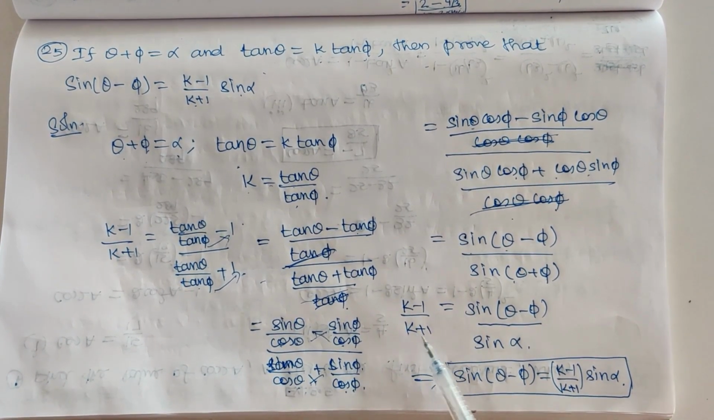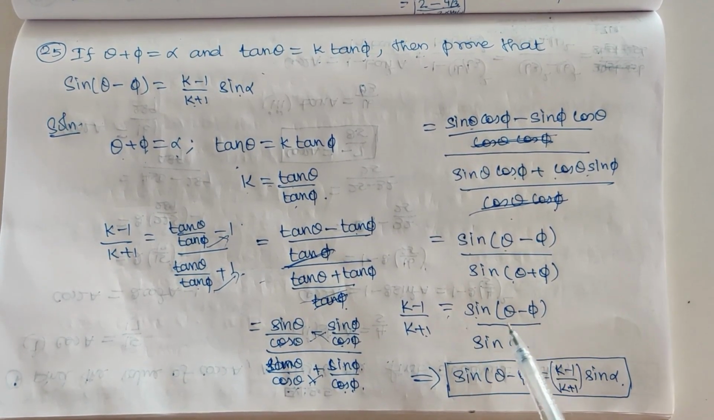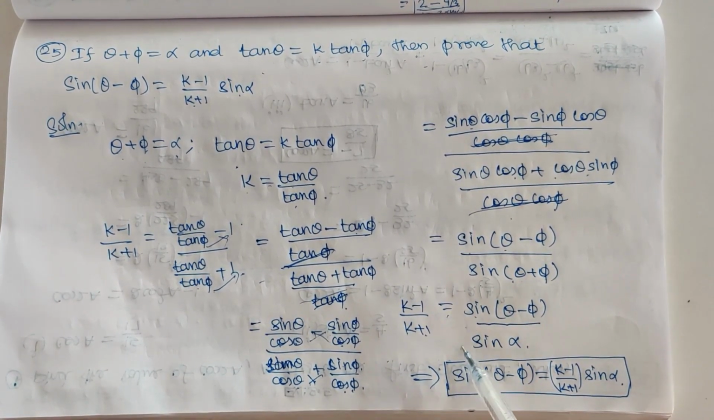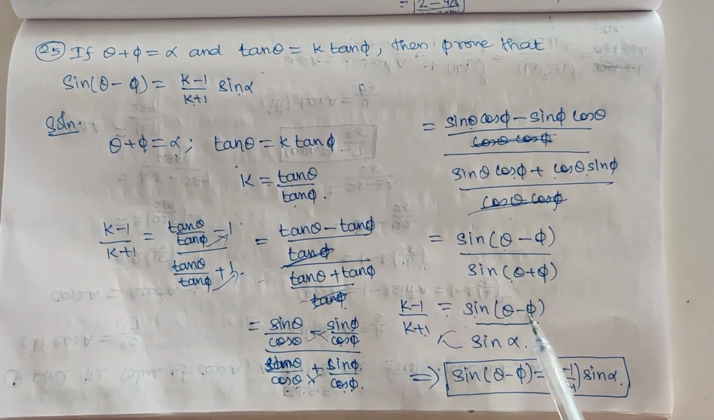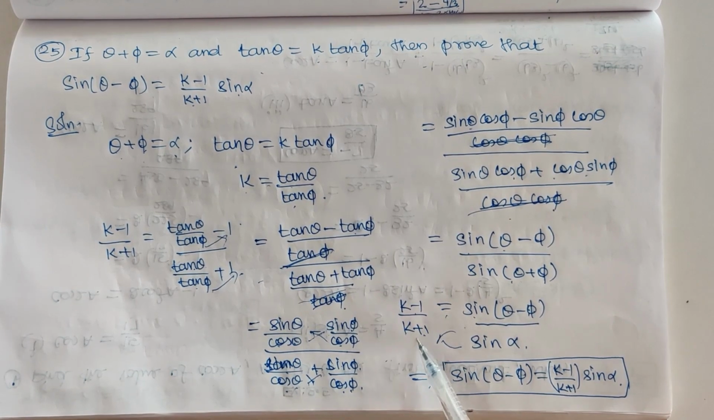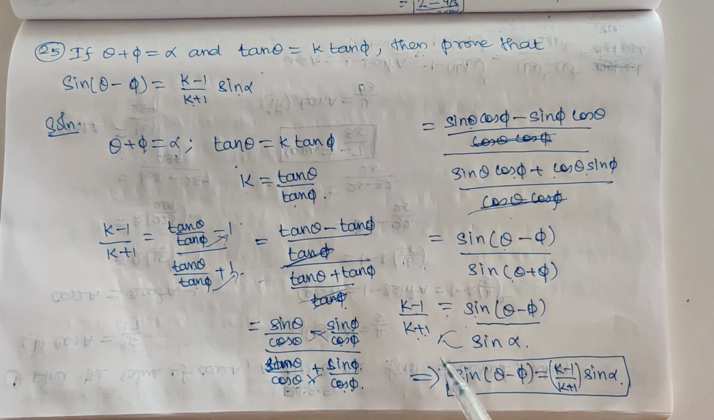So what will we get? k minus 1 by k plus 1 is equal to sin of theta minus phi, the whole divided by sin alpha. So this sin alpha I am going to take to the left hand side, we will get sin of theta minus phi is equal to k minus 1 by k plus 1 into sin alpha. So this is the answer for this. Clear?